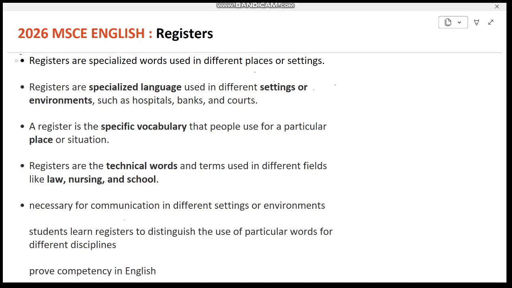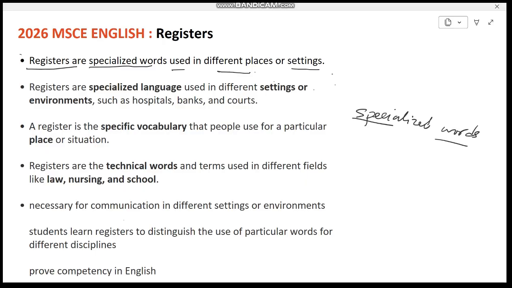So today let us learn about registers. Okay, so what are registers? Registers are specialized words used in different places or settings. Basically, specialized words. These are special words. Another definition, we can say that registers are specialized language used in different settings or environments.